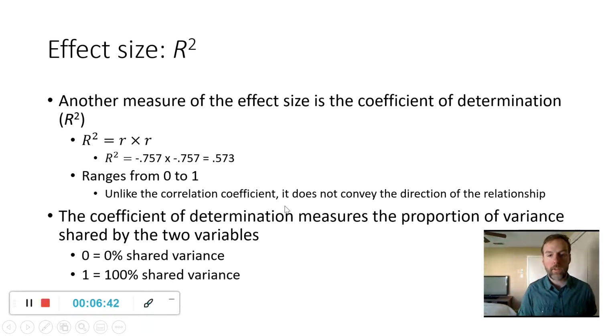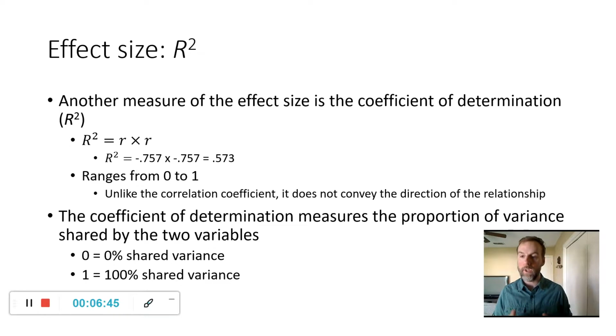So the coefficient of determination measures the proportion of variance shared by our two variables. If you have an r squared of 0, that means there's no shared variance between these two variables. There's no linear relationship at all. And if you get a value of 1, that means 100% of the variance is shared between these two variables. It's a perfect linear relationship.